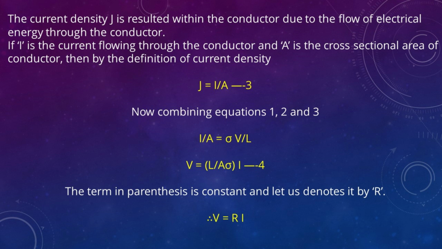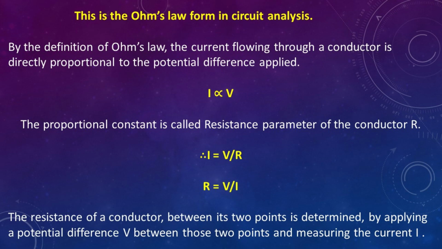Now combining equations 1, 2, and 3: I/A equals sigma V/L. V equals L/(A sigma) I. (4) The term in parenthesis is constant and let us denote it by R. V equals RI. This is the Ohm's law form in circuit analysis.